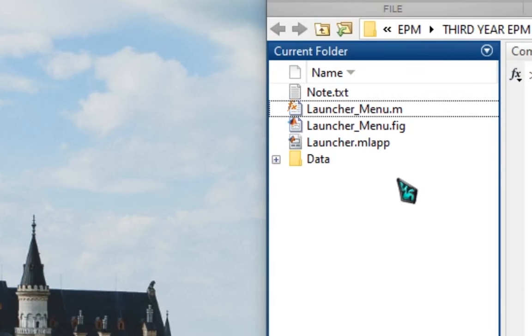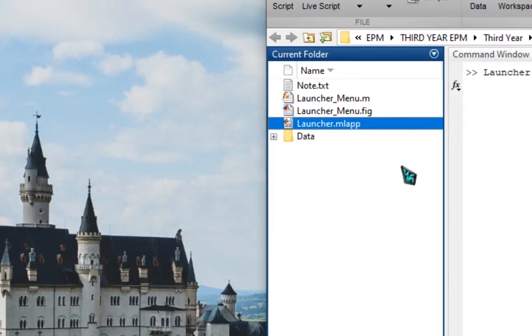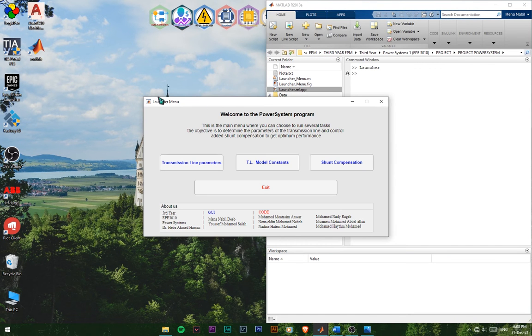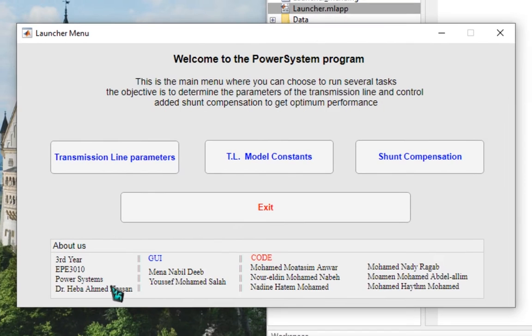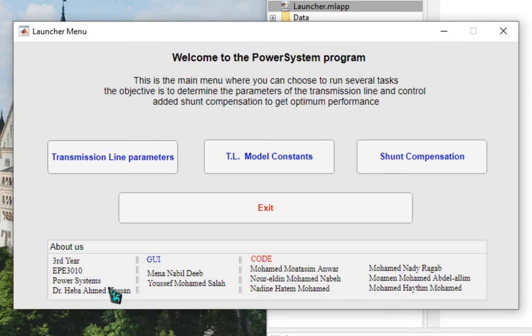The program can be opened through the mlab file or the m file, run whichever of them. This is the interface of our program. The objective of our program is voltage control, specifically minimization of voltage regulation.